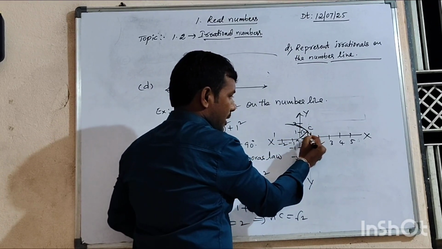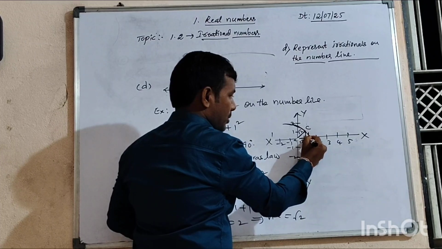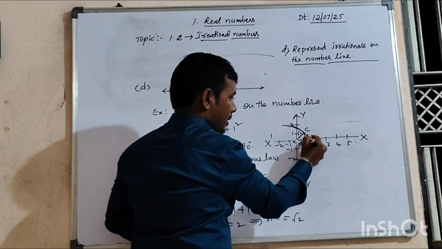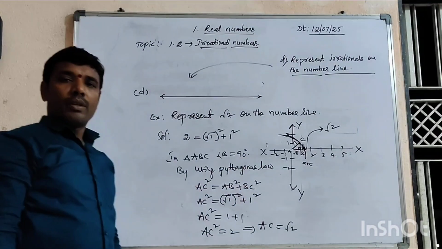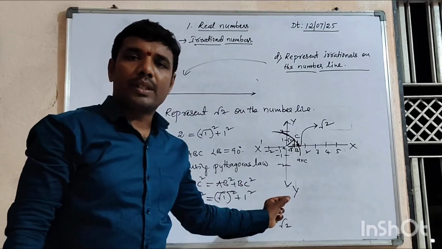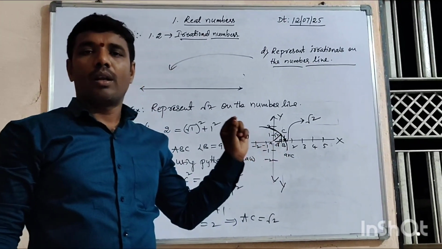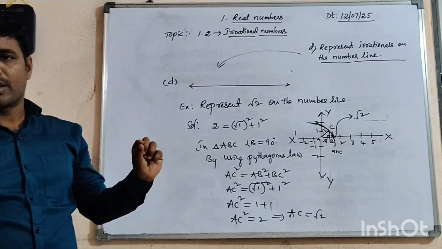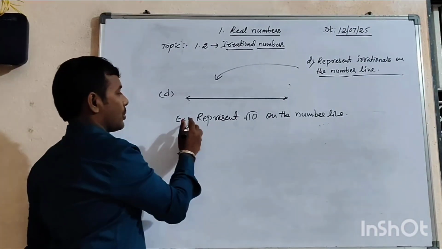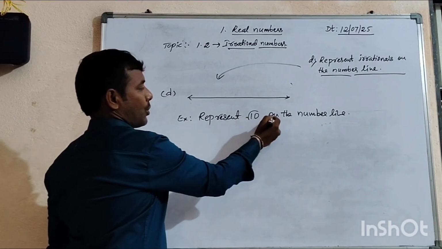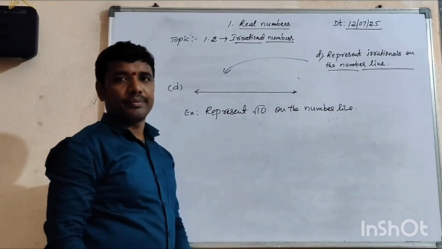This arc can intersect the x-axis at a certain place, like this place. This place is called root 2. What happened? Tell me. Square root 2 is represented on the number line. Got it? Next. Students, one more question: represent root 10 on the number line.